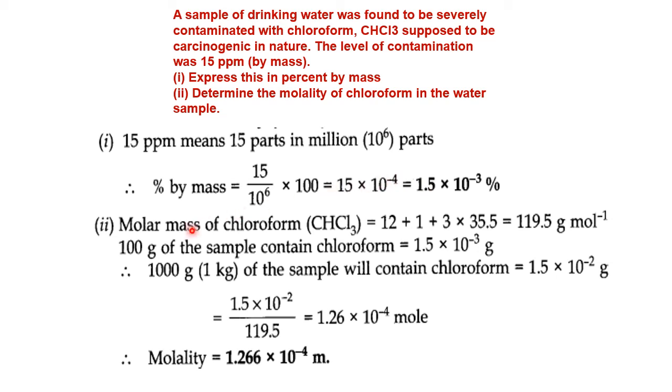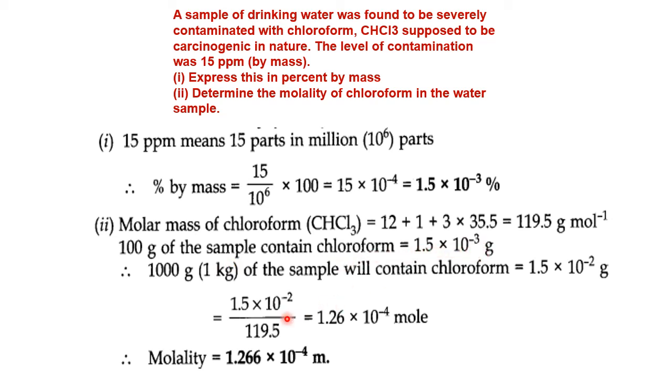Now we'll go for determining the molality. What is molality? Molality is the number of moles of the solute per mass of solvent in kilograms. So what is the mass of solute here? We have to calculate that. Molar mass of chloroform equals 119.5 gram per mole. Now, what is the mass of the chloroform? The sample is 100 gram, and it contains 1.5 into 10 to the power minus 3 gram.